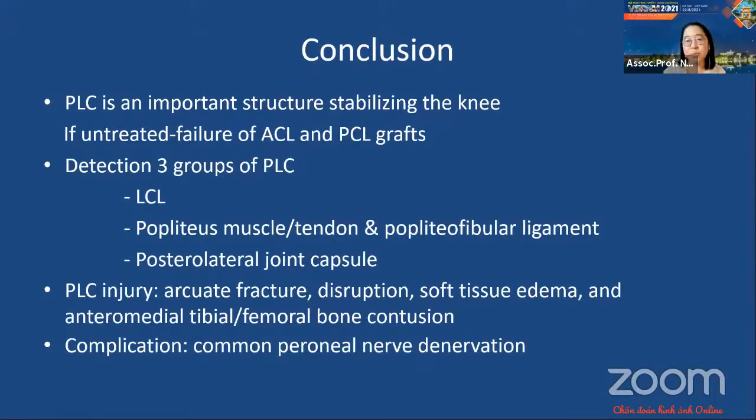And it's easier to identify in three groups: LCL, popliteus myotendinous unit, and posterolateral joint capsule. Finally, look at disruption of these structures, look at arcuate fracture, soft tissue edema, and bone contusion. And don't forget to look at complications of peroneal nerve denervation.